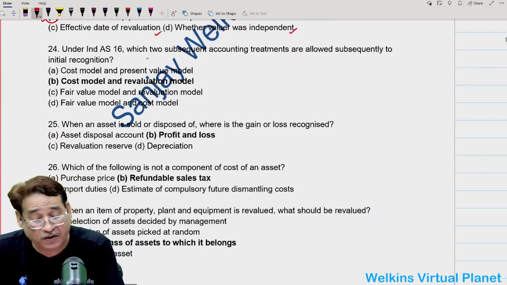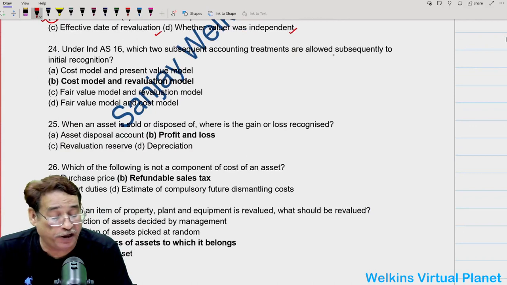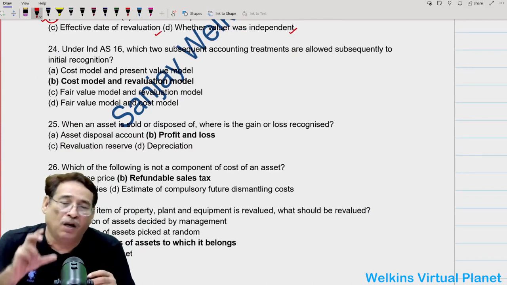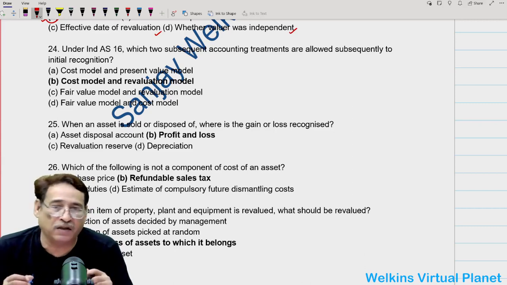Under Ind AS 16, which two accounting treatments are allowed subsequent to initial recognition? Because we have seen that under Ind AS 16, initially the asset is recognized at cost.